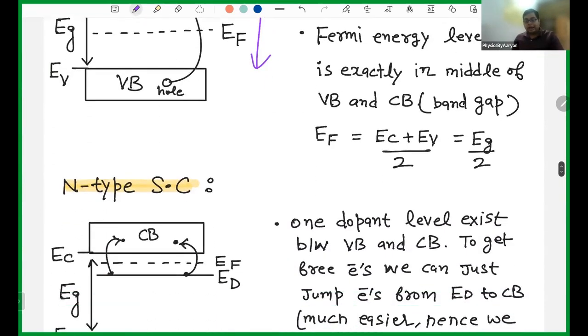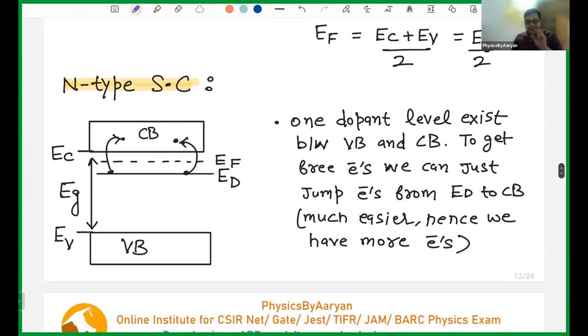But if I go to the n-type semiconductor, then between valence band and conduction band, there is one more energy level. Initially, in intrinsic, there was no energy level. But because of doping, between valence band and conduction band, there is one more energy level, which is known as the dopant energy level. And what does this dopant energy level tell you?